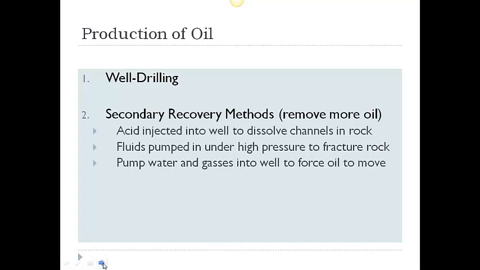Sometimes they pump fluid under high pressure to break the rock that it's in, so again creating more channels. Also pumping water and gases into the well to force that oil to start moving. Finally, you can heat oil so it moves faster. That will take care of not necessarily getting more out, but having it happen more quickly.